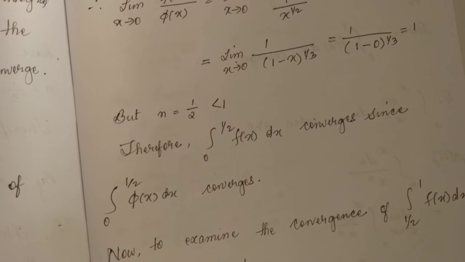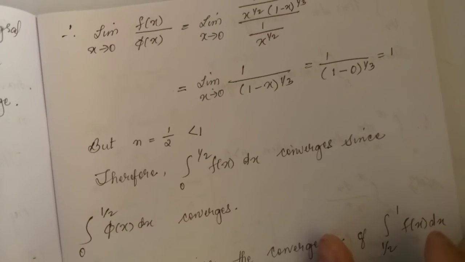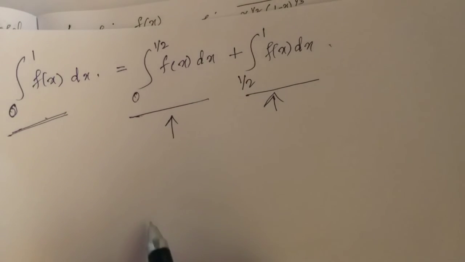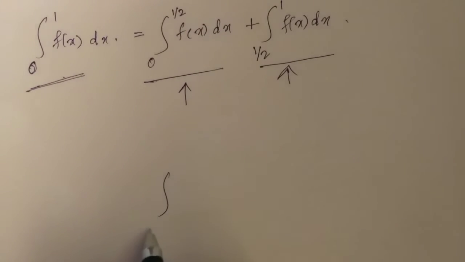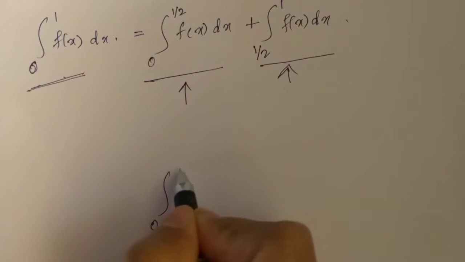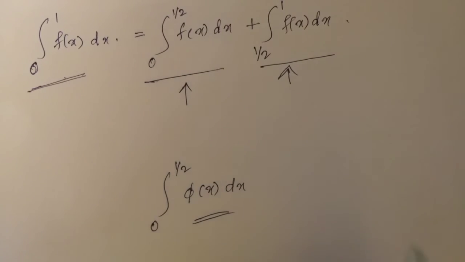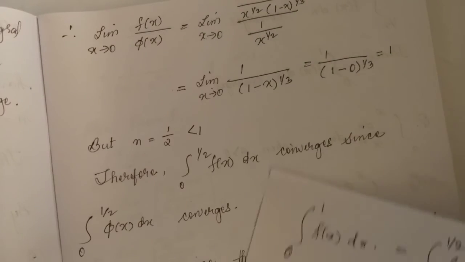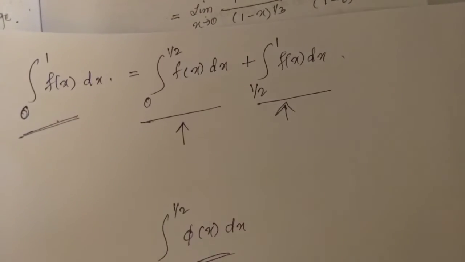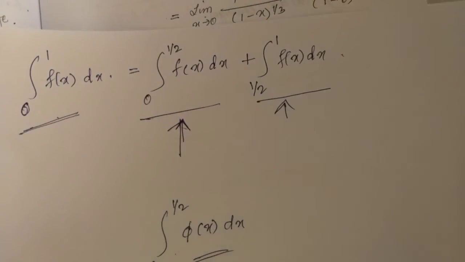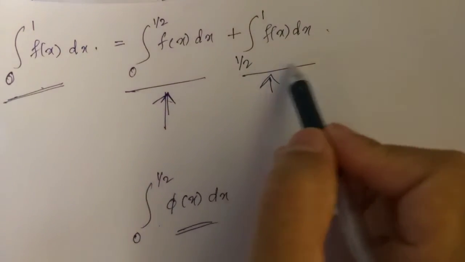Less than 1 means that this integration, I have to take 0 to half first, the integral of phi of x dx, is convergent. It means that this first one is convergent. Now we'll have to find out the convergence of the second one.